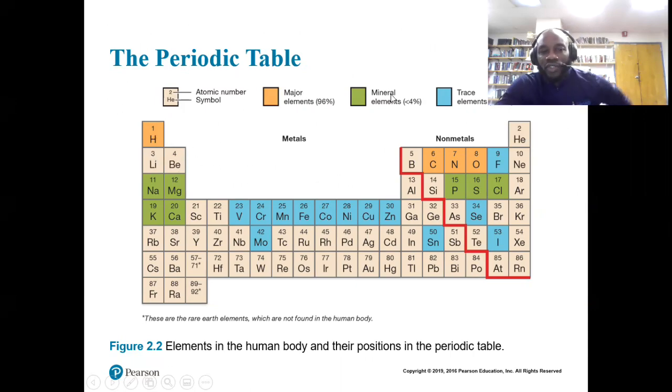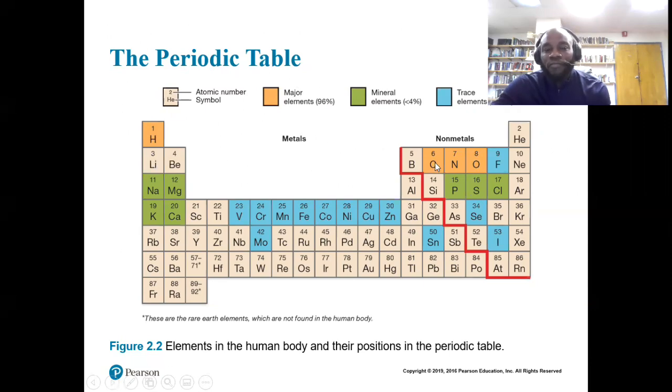Lithium, 3. And these are going to be very important, the ones listed as major elements. We see the orange: hydrogen, a major element. H2O, 2 hydrogens and an oxygen, makes water. Water is the most abundant molecule in the body, so very important. The 2 elements that make up water, hydrogen and oxygen, are going to be very abundant in the body. Those are considered major elements.